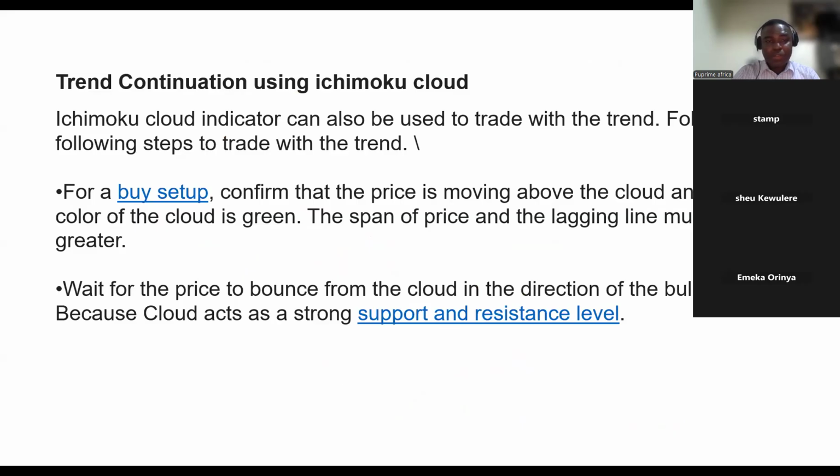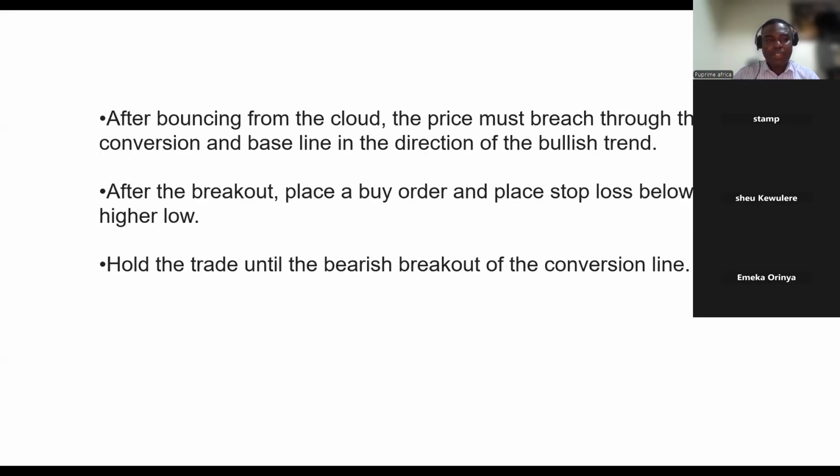So let's look at trend continuation using Ichimoku, the write-up. It says Ichimoku cloud indicator can also be used to trade with the trend. The following steps are to be used. 1, for a buy setup, confirm that the price is moving above the cloud and the color of the cloud is green. The span of price and lagging line must be greater. We already established that. Wait for price to bounce from the cloud in the direction of the bullish trend, because cloud acts as a strong support and resistance level. I already established that the cloud acts as a strong support and resistance level.